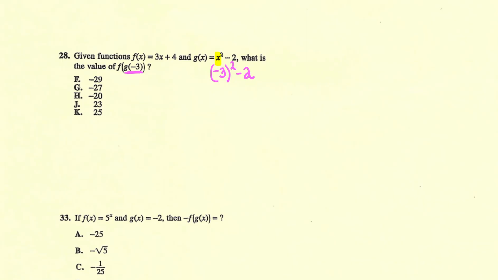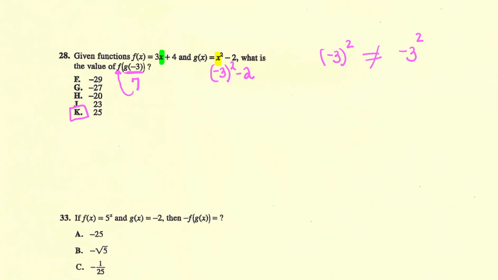And it's really important that you use your parentheses if you're doing this on the calculator, because (-3) squared is not the same thing as -3 squared. So (-3) squared is 9, take away 2 is 7, so I get 7. Then you're going to take that 7 and go put it into the f function. So now I go to the f function and put in that 7. So 3 times 7 plus 4 is going to be K, 25.